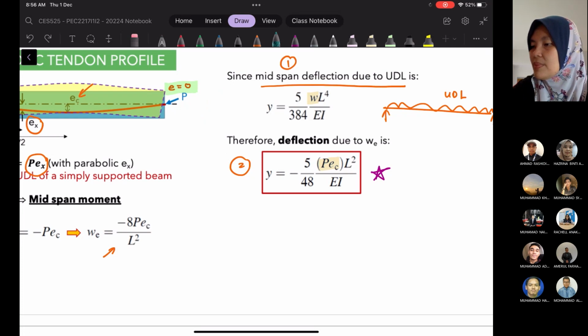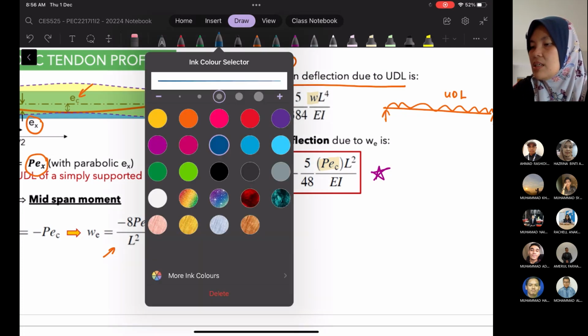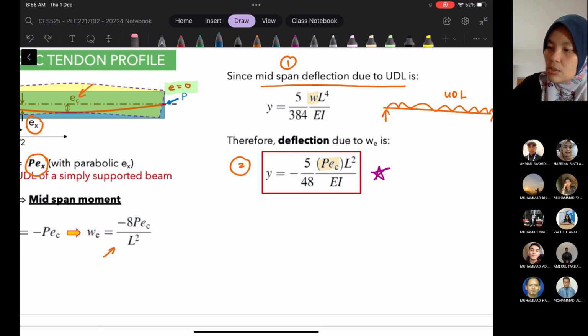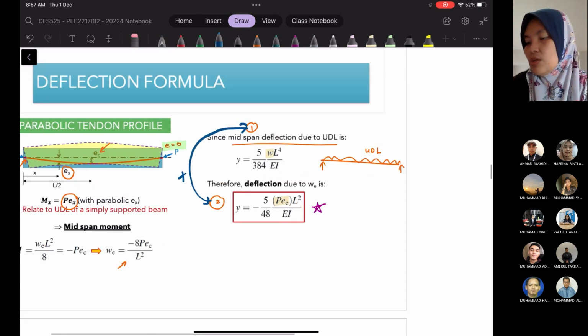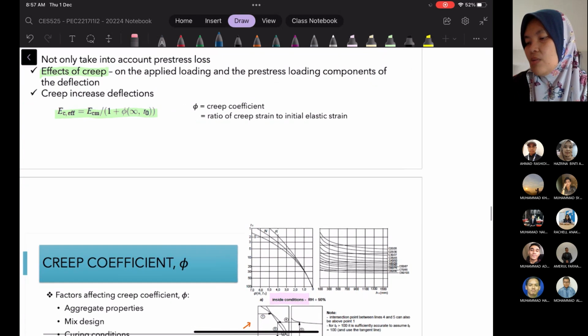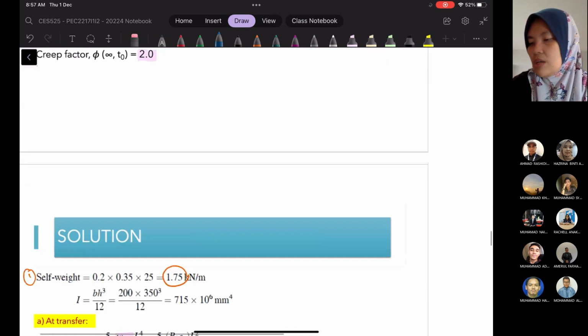So equation 1 and also equation 2. We are going to add these two equations together. So we have y equals to 5 kWL to the power of 4 over 384 EI, and also 5 over 48. Combine these two equations to calculate the value of the deflection at transfer.